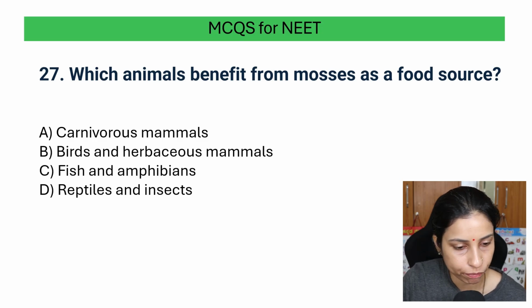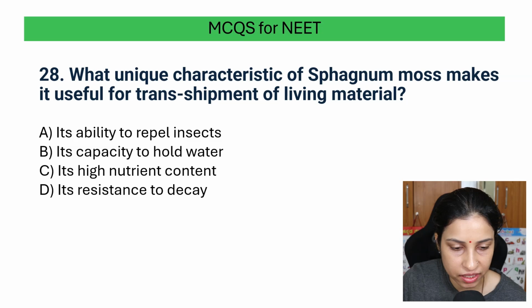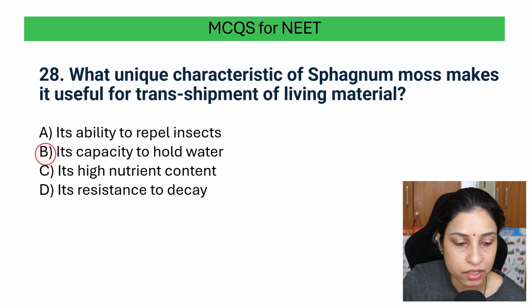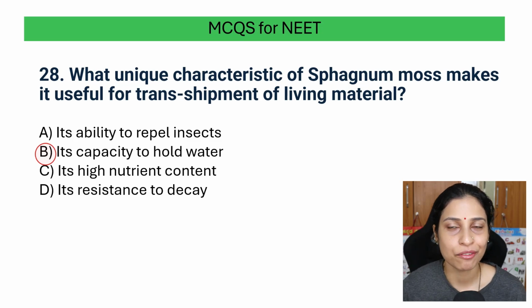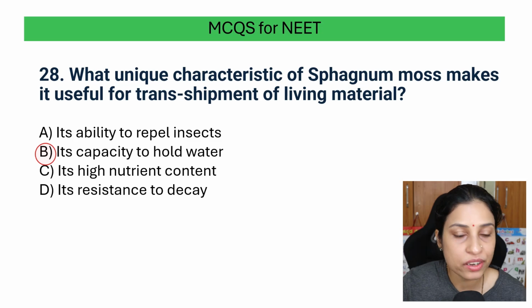Okay. Next, what unique characteristic of sphagnum moss makes it useful for transshipment of living material? Its ability to repel insects, its capacity to hold water, its high nutrient content, or its resistance to decay? Option B, it has the capacity to hold more water. So it is used in the shipment or transfer of living plants or living material. Moisture is required for living materials, for their life, so here it is used as a water holding substance.